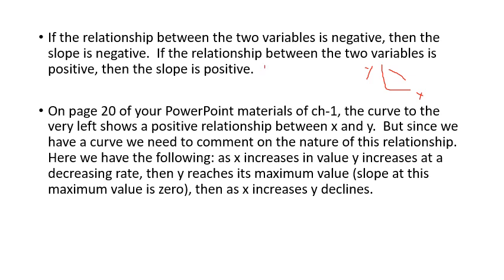If the relationship between the two variables is positive, then the slope is positive. This is an example of a positive slope. This is x. Sorry, because I'm using the mouse. And this is y. A relationship like this is positive. Here, when x goes up, y goes up. When x goes down, y goes down.